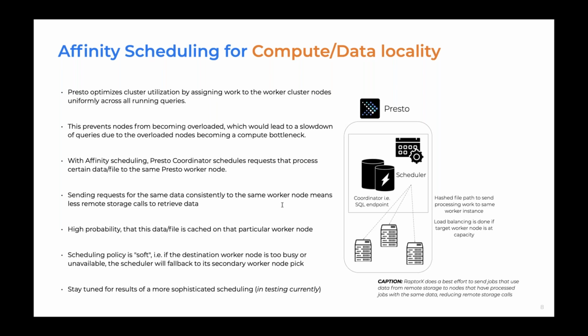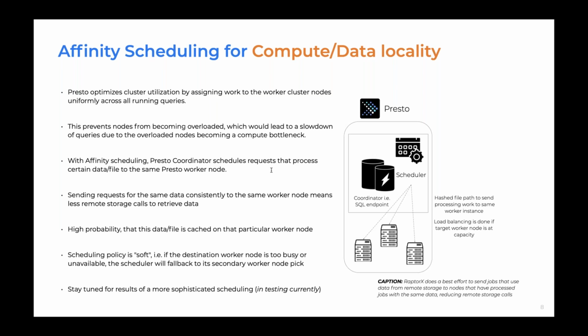So to improve this situation, we have implemented affinity scheduling. What does it mean? We basically create an affinity between the file split and the worker. So if the same file split is seen again, we try to send the split to the same worker.